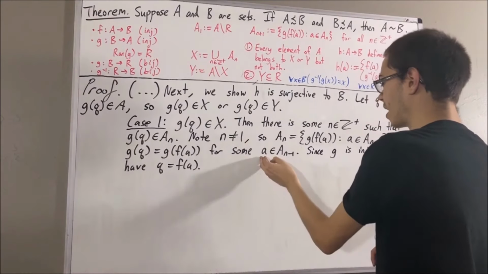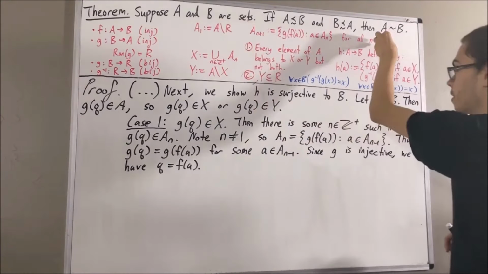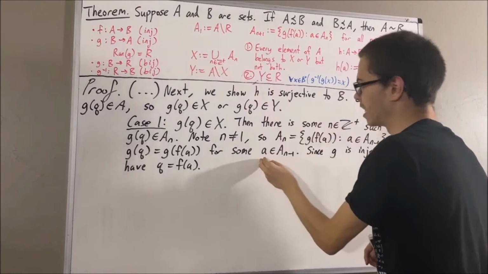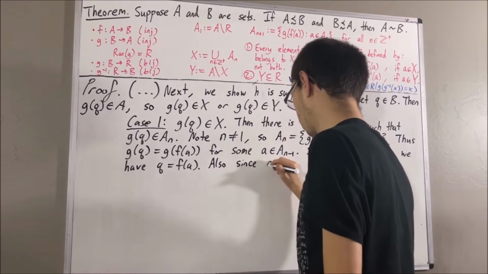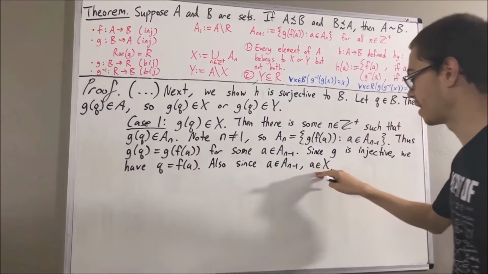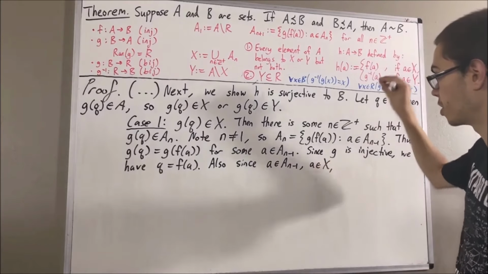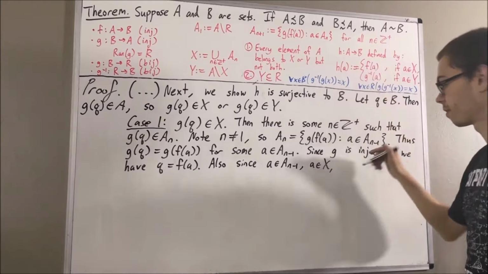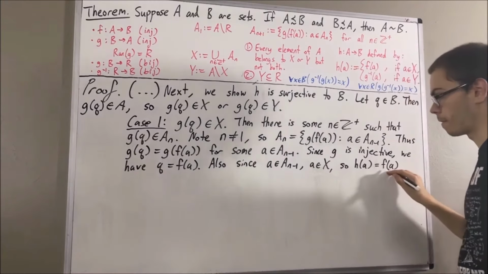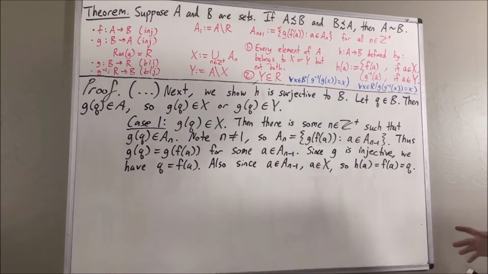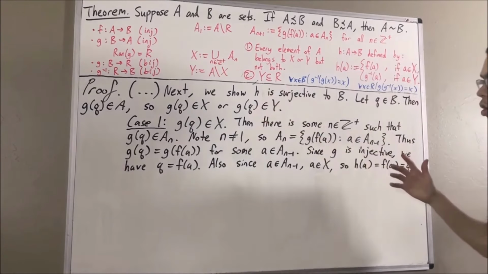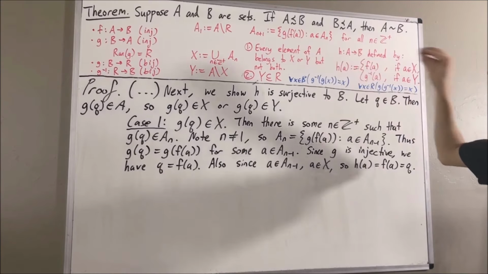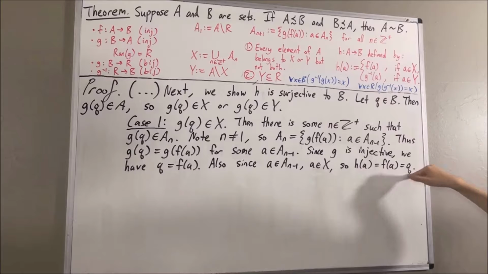But then, since a is an element of a set in our sequence, this tells us that a is an element of the union of all sets in our sequence. So, a is an element of x. And since a is an element of x, if we take a and send it into the function h, we get that h of a is equal to f of a. And f of a is equal to q. And so this completes case one, because we have found an element in A such that if we were to take that element and send it into the function h, we get an output value of q.